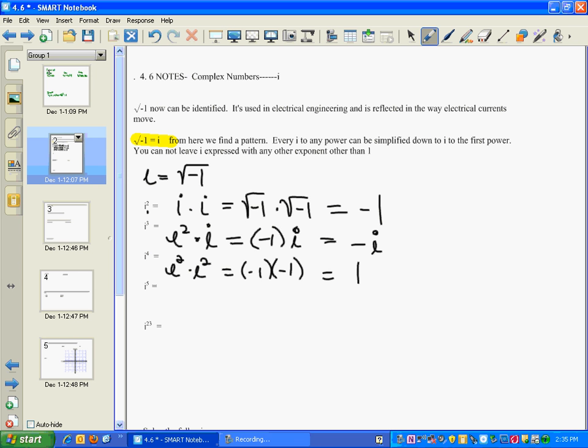Now, square roots of negative values are actually used in real life. They have to do with electrical engineering, and they have to do with how currents flow. So they tell us some information. Okay, so there is some validity. It's not just something that we've made up. All right, i to the 5th. Would we agree that that's i to the 4th times i to the 1st? But what's i to the 4th? So that means it's back down to i. So i to the 5th is the same thing as i to the 1st.